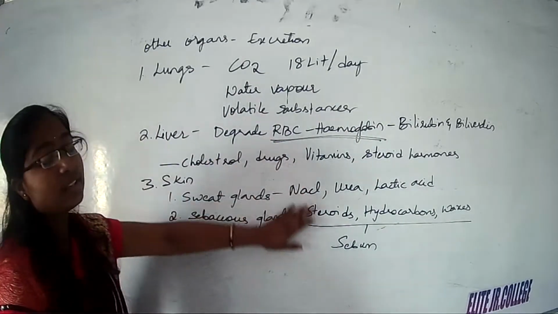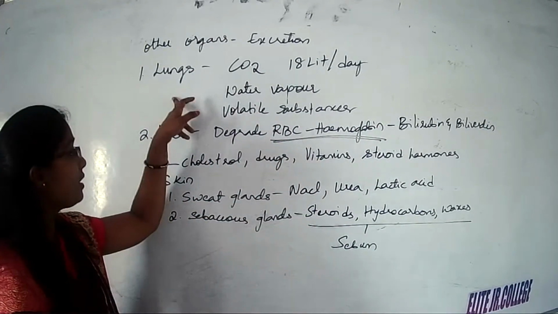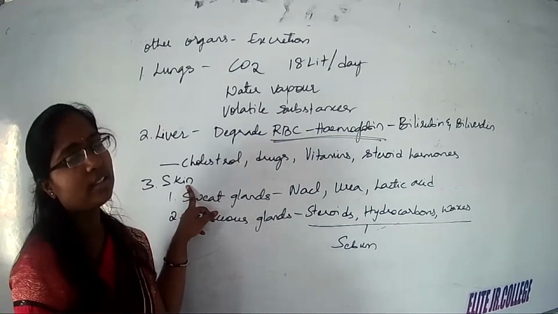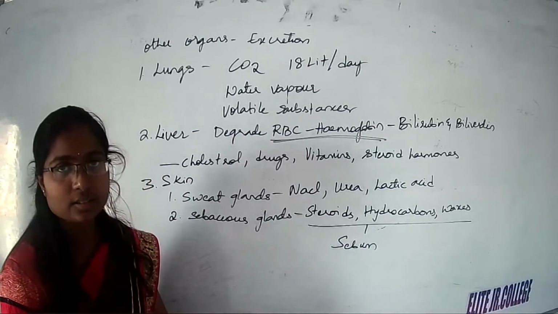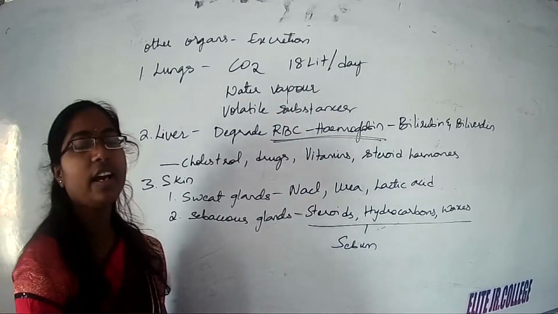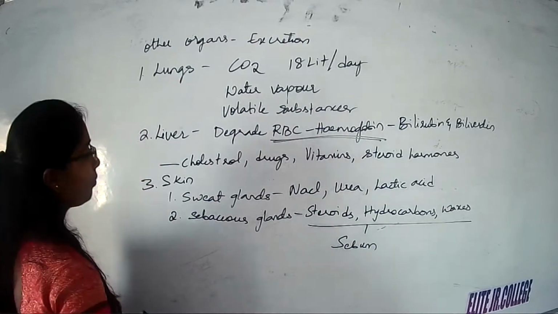Okay, so in this way, there are these three different organs: lungs, liver, and skin. These three different organs are going to perform excretion other than kidneys. Along with kidneys, these three parts are also going to be involved in excretion.